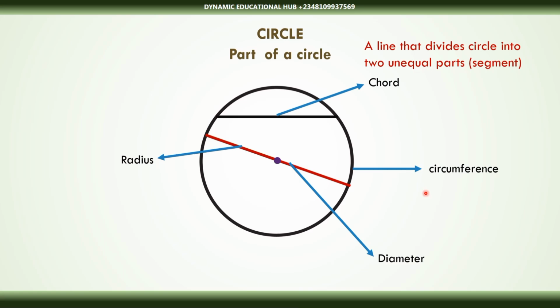A line that joins two parts of the circumference together without passing through the center, which means a line that divides a circle into two unequal parts, is called a chord.